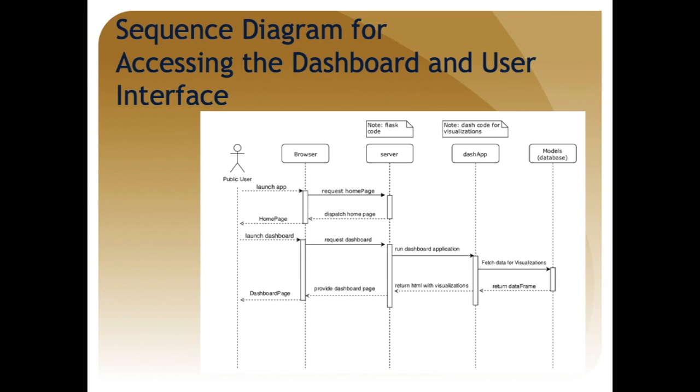Here we have another sequence diagram. This one is for the dashboard and the user interface. This one is pretty straightforward. Here the user can launch the browser, then request the home page, and the server will deliver that page. After that, the user can get into the dashboard and run the application for the dashboard. This application will access the data from the server and then return the HTML with visualizations and provide a dashboard page.